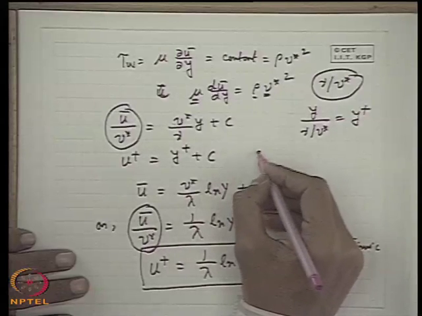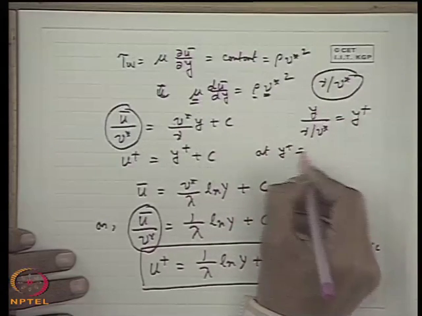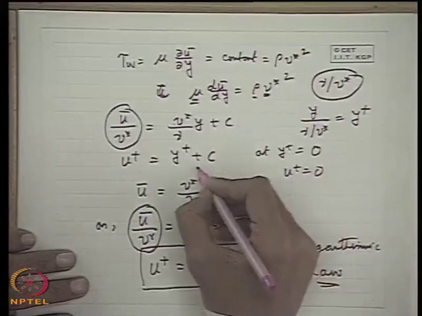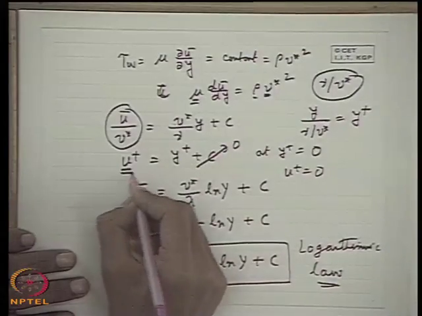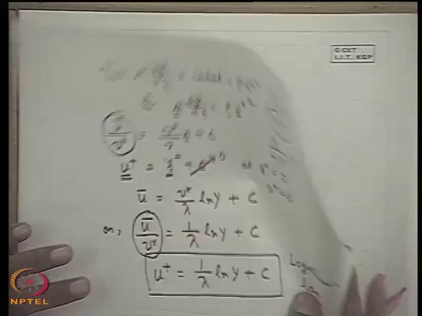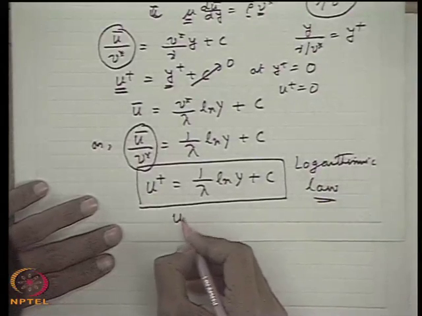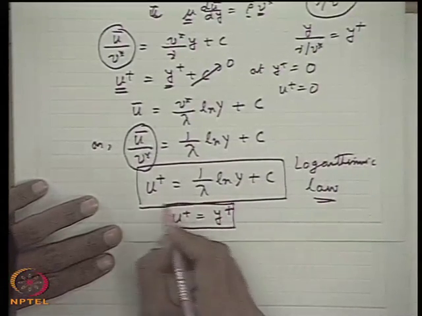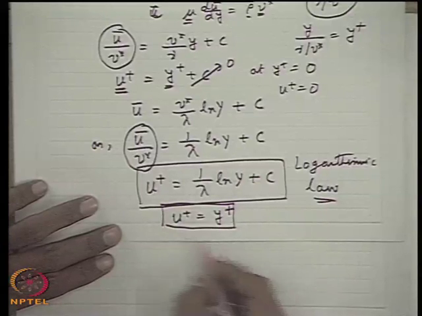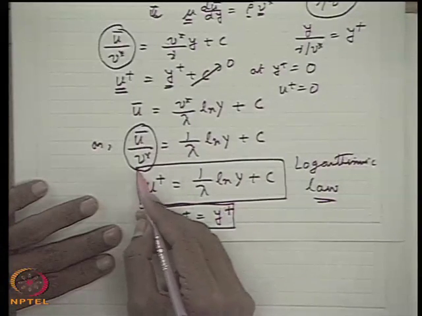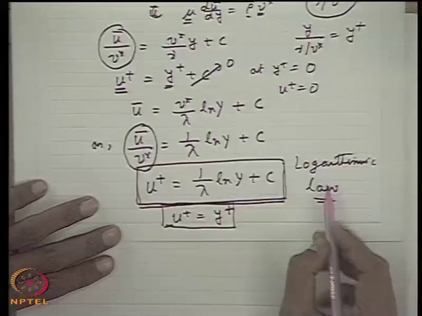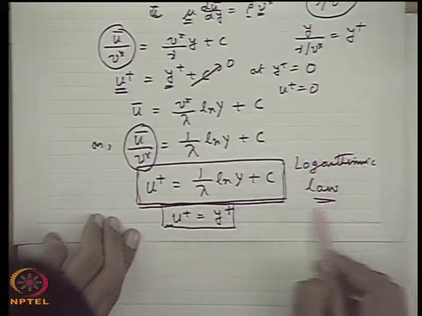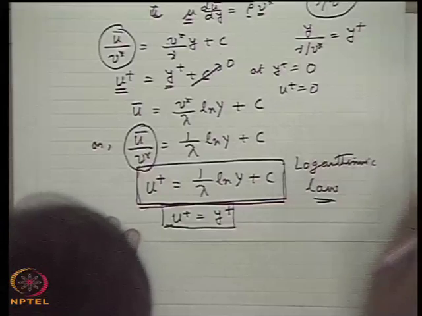For the no slip condition at y plus equal to 0, that means at y equal to 0, u is equal to 0, meaning u plus is 0, so that c is 0. Therefore we get u plus is equal to y plus. So this is the law for the velocity profile in the laminar sublayer, and this is the equation for the velocity profile of the turbulent flow in the turbulent zone near the solid wall.